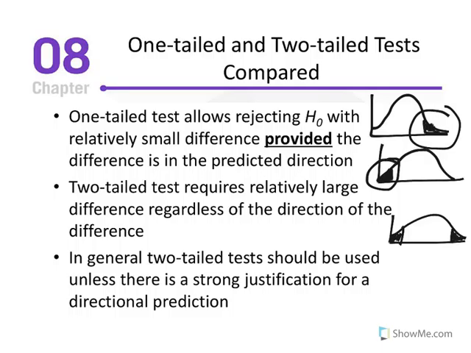So in general, a two-tailed test should be used unless there's a strong justification for a directional prediction. Most research begins with a two-tailed hypothesis. We just expect a difference. Then if that difference is significant, we may revise and continue with a supplemental test with a directional hypothesis. And again, you have to have pretty good justification to begin with a one-tailed test because it's easier to pass.